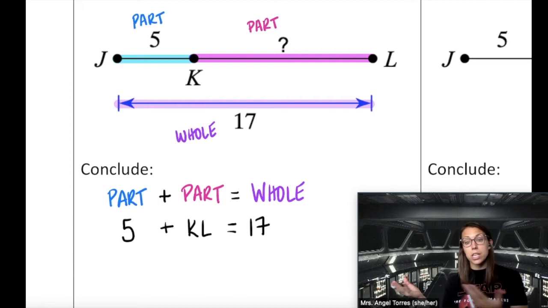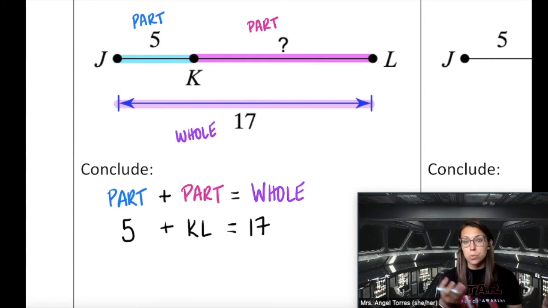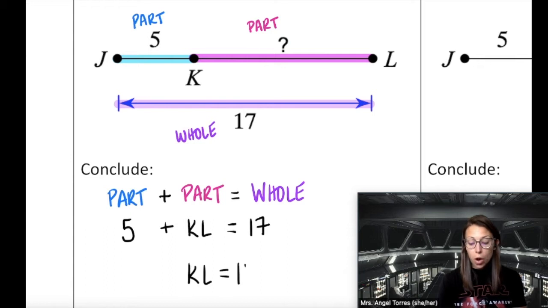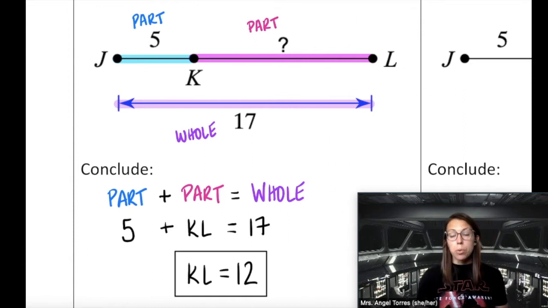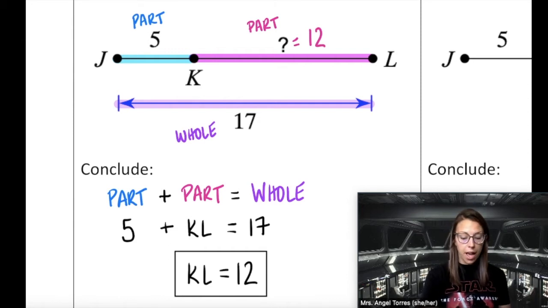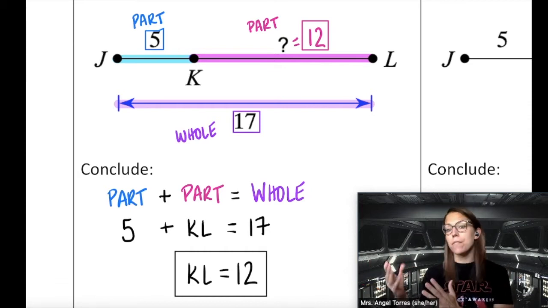You could look at this equation and solve by subtracting 5 on both sides, or we could just do some mental math. 5 plus what is 17? 5 plus 12 is 17. So we know without a doubt that the length of KL has to be 12 units. Bringing this back to my diagram, I now know that this is 12, and then I can ask myself, does it make sense? Does 5 plus 12 equal 17? Yeah, 5 plus 12 does equal 17, so this diagram now makes sense. That's when we're given all of this information.